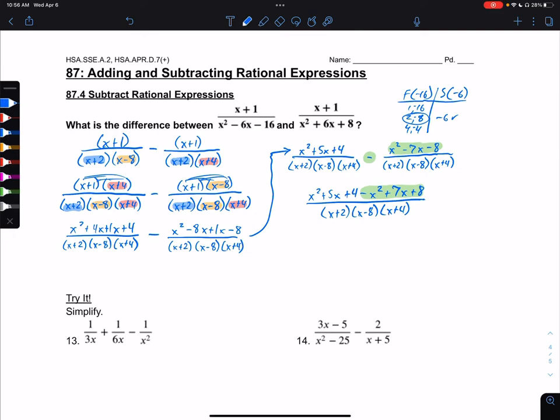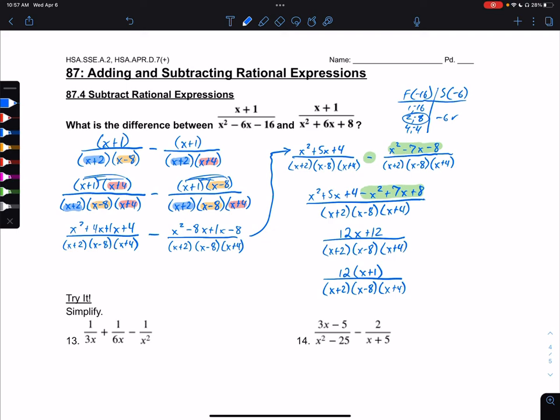Now we look to combine like terms. x squared minus x squared, that cancels out. 5x plus 7x would be 12x, and positive 4 and positive 8 would be a positive 12. Copy our denominator again. Check your numerator, see if you can factor anything. In this case, we do have a GCF, a greatest common factor of 12, and we would be left with x plus 1. Copy the denominator again, and then just check to see if you can cancel anything out.